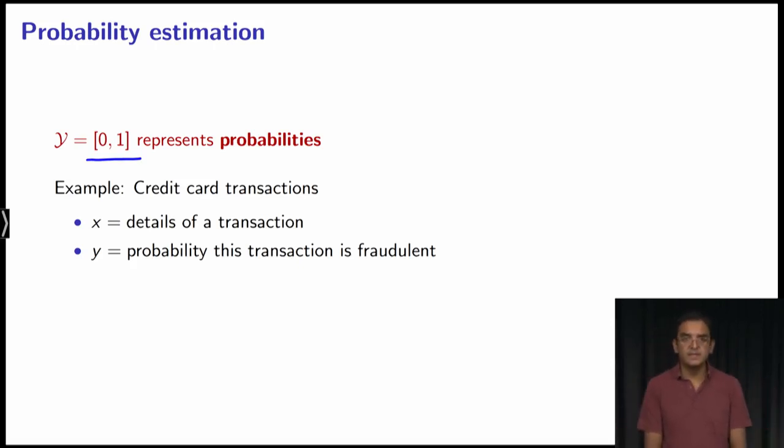Okay, so an example here is credit card fraud detection. So X, the input, consists of the details of a credit card transaction. What is the amount of the purchase? What is being bought? What is the name of the merchant? What is the zip code? And so on. And Y here, the output we wish to predict, is what is the probability that this transaction is fraudulent. Okay, so this is a probability estimation problem.